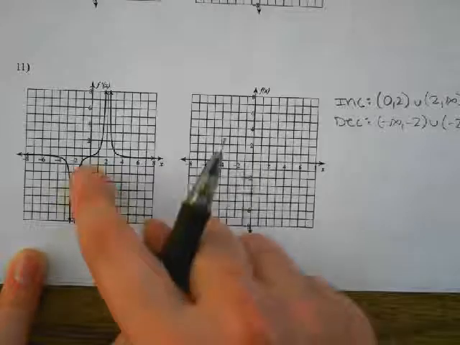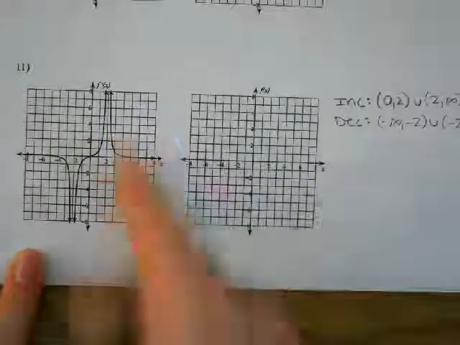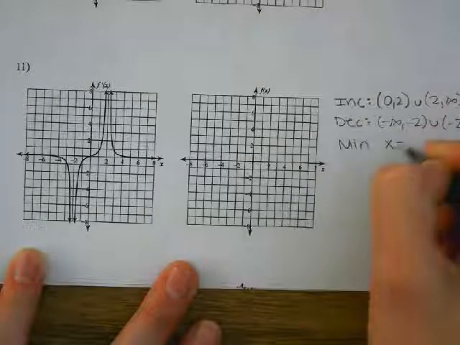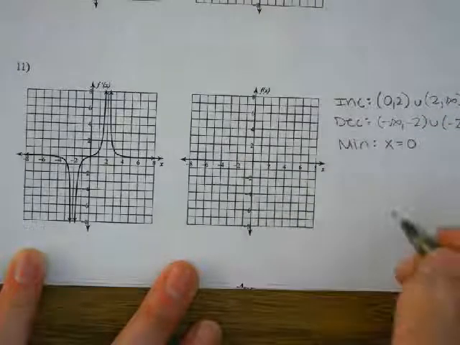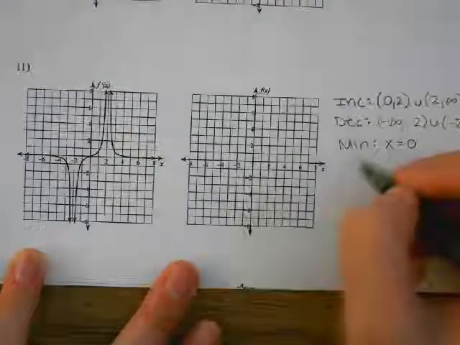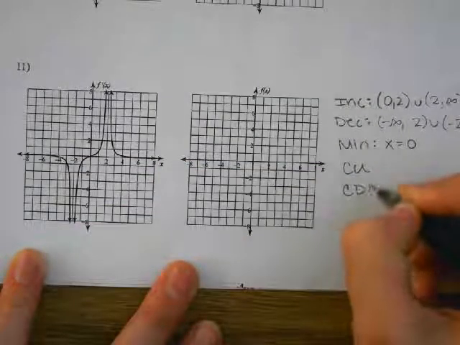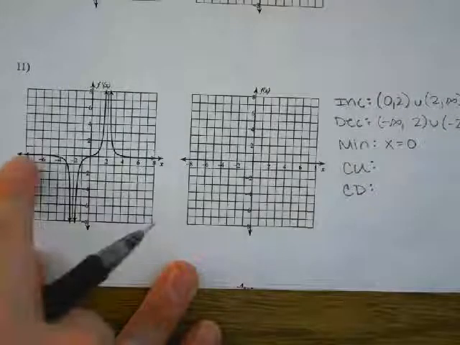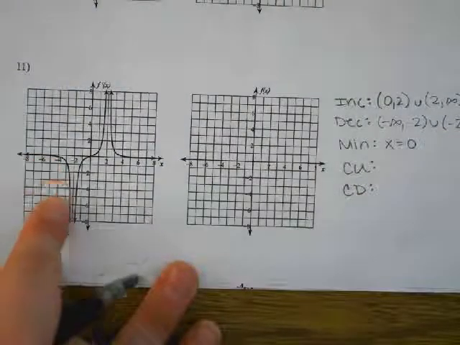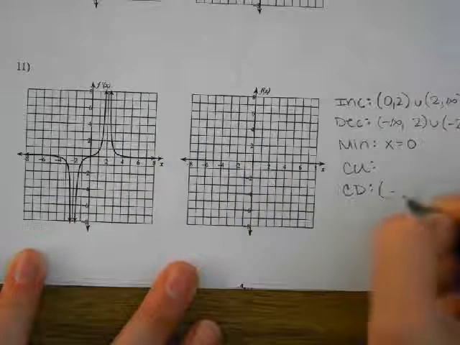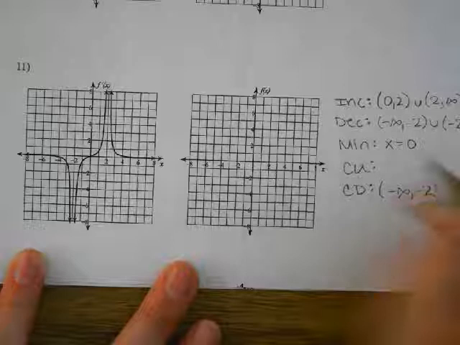It goes from decreasing to increasing, so that's a minimum at x equals 0. And then we want to look at where the graph is increasing and decreasing to see where it's concave up and concave down. So this part of the graph is decreasing, so what does that mean? Concave down for our original function. So from negative infinity to negative 2, it's concave down.